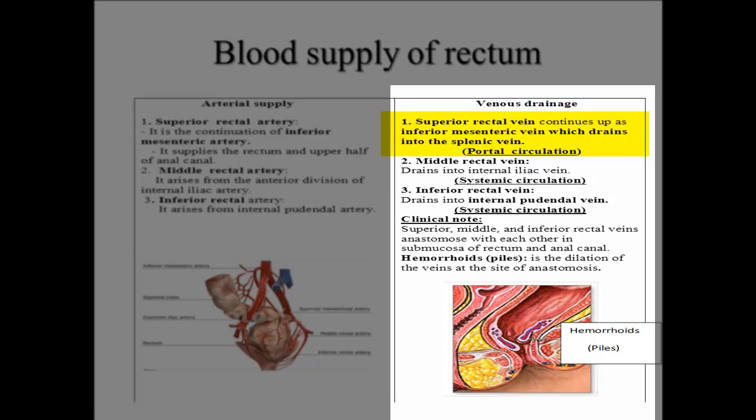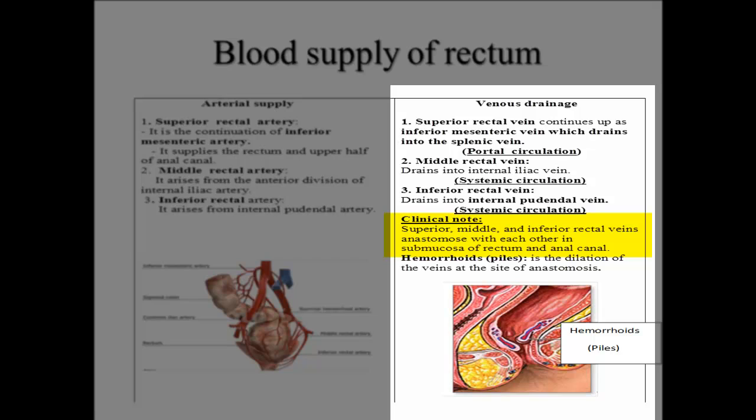The superior rectal vein continues up as inferior mesenteric vein, which drains into the splenic portal. The middle rectal vein drains into the internal iliac vein. The inferior rectal vein is also known as systemic circulation, which drains into the internal pudendal vein.